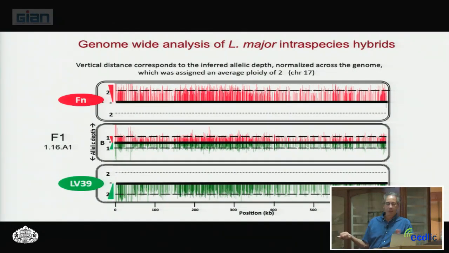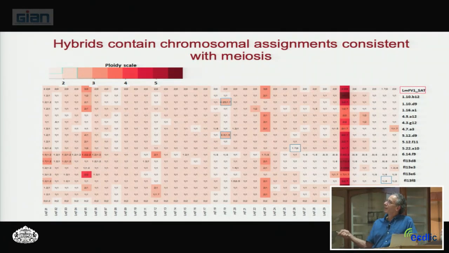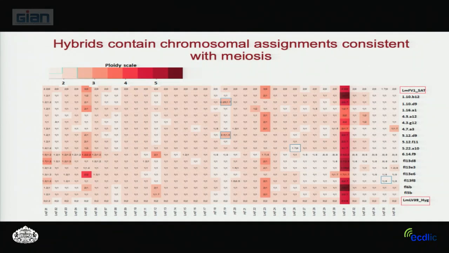So this looks for all the world to be just an F1 hybrid generated by sexual recombination, okay? And then this is a heat map, again showing that when these things have sex, you get a fair amount of aneuploidy that arises.